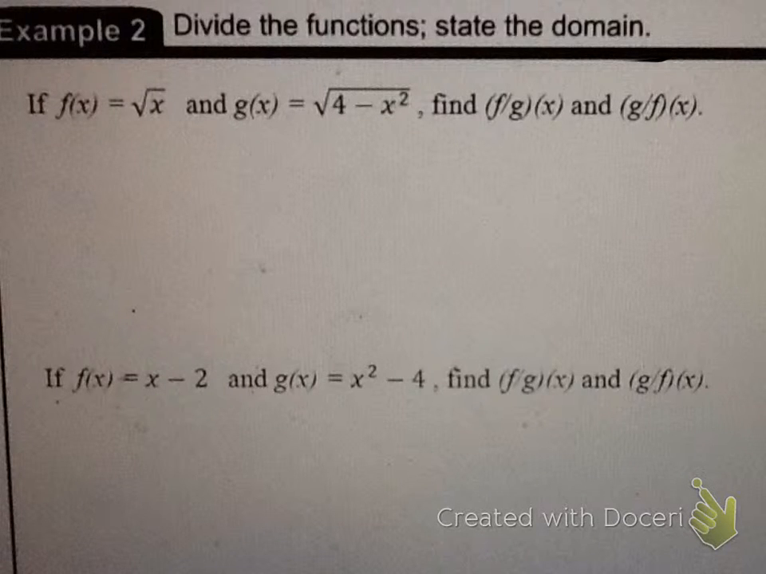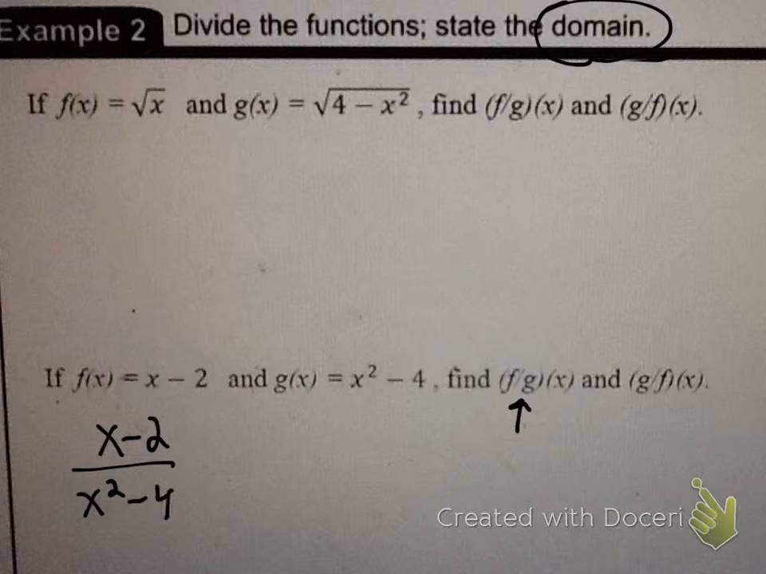Okay, so in this video, I just want you to focus on how to set up dividing functions, and we'll focus more on talking about the domain. So if I want to do f over g of x, I'm just going to take the f of x function and divide it by the g of x function. So I want you to try the g over f of x. But the reason we do this is that when it's set up, we can state the domain. So what can our x's be and not be, and that way we can evaluate it.